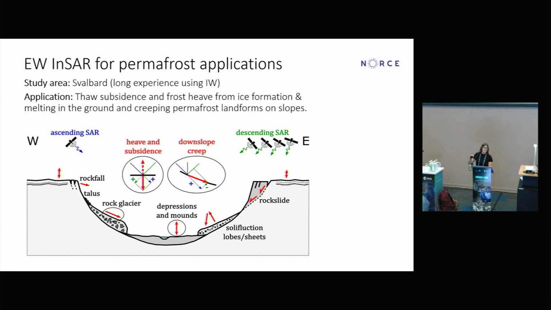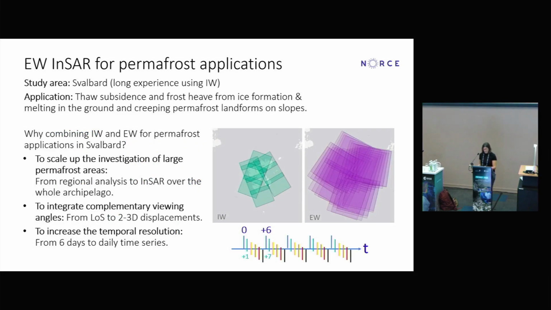In Svalbard, the ground surface is really dynamic due to seasonal freeze and thaw processes, especially in the upper part of the ground that is seasonally thawing. And this results in ice melting and formation that subside the ground and heave the ground on a seasonal basis. And in addition, on the slopes, as you can see in this sketch, which is a kind of cross-section in a valley, you also have many different landforms creeping down the slopes, especially where there is high water ice content.